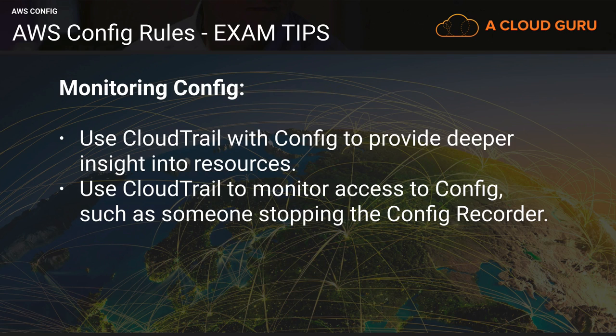I made that comment about somebody being able to turn it off. For that reason, you should use CloudTrail with Config. It gives you much bigger insight into the resources. For example, when we changed that security group rule, we could see it was the root user who did it, and the service that told us that it was the root user was CloudTrail. And then we should use CloudTrail to monitor Config, because if somebody stopped the Config recorder, that would be captured in CloudTrail. So always use CloudTrail in conjunction with Config.